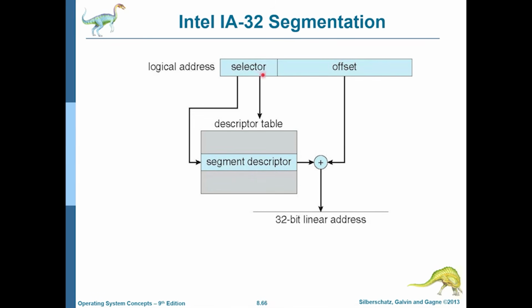Here is a bigger picture of the segmentation unit, and as I said before, the selector has the segment number, either it is GDT or LDT, and there are a couple of bits for protection. So we look at a descriptor table and we use the segment number to index into that and figure out which segment it is and find its segment descriptor. The segment descriptor will give us the base address of the segment. We take the offset, we add them, and we get a 32-bit linear address over here.